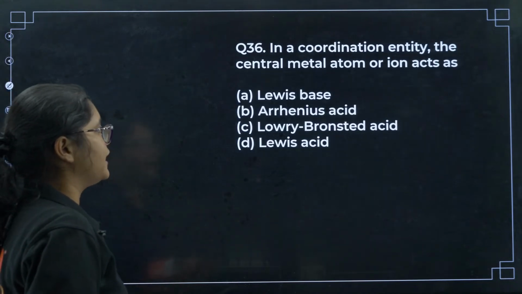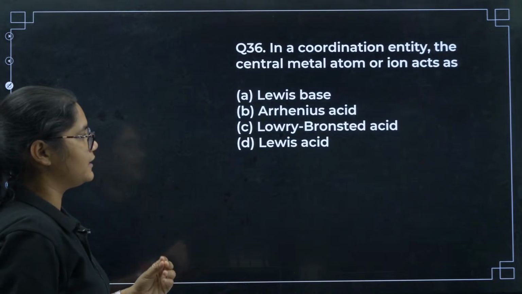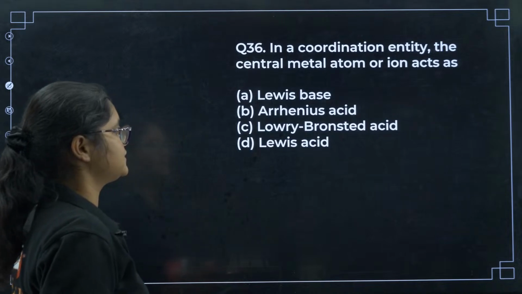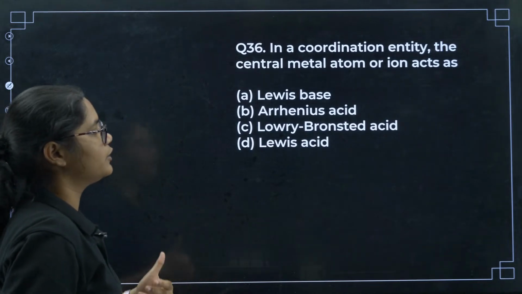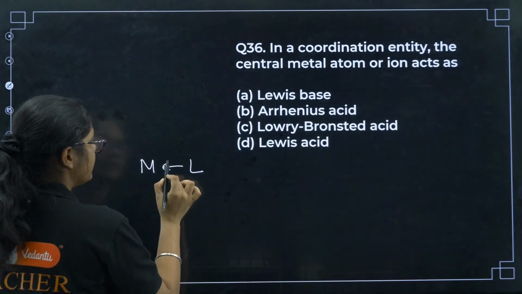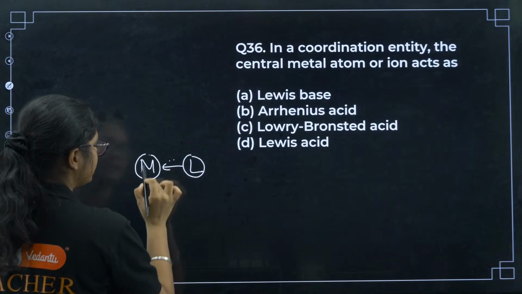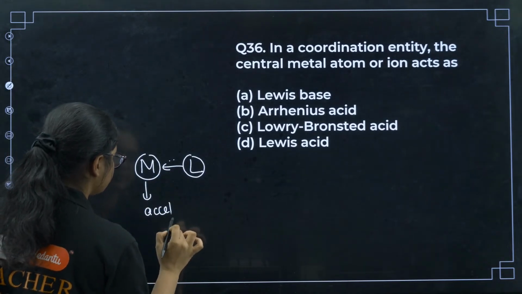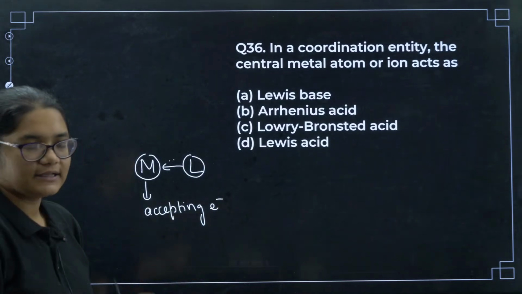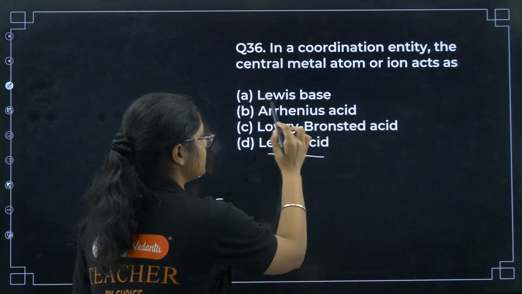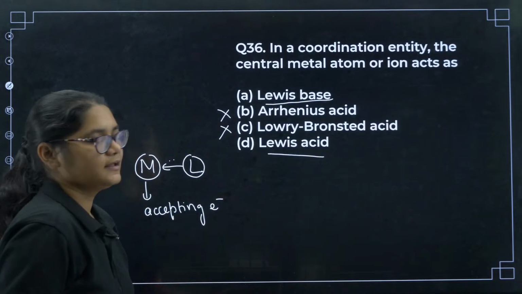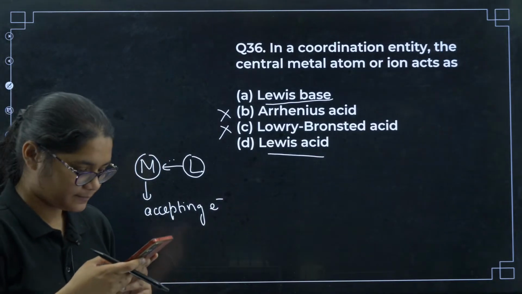Next, in a coordination entity, the central metal atom or ion acts as a Lewis base, Arrhenius base, Lowry-Bronsted acid, or Lewis acid. So if you see here, metal is there and ligand is there, right? Ligand is donating electrons, metal is accepting electrons. So what is the species which accepts electron? Is it a Lewis acid or a Lewis base? So I have given you option, it is not B and C.